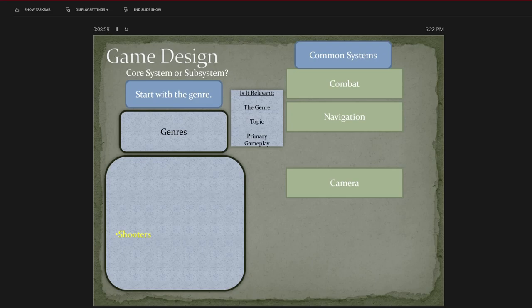So we're just thinking about core shooters. What do you think? I mean, everyone should get this one. It's combat. Of course it's combat. You're shooting people and that's the whole point.